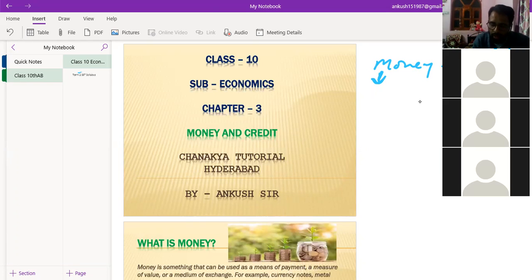So one question can arise over there: why only money is used as the medium of exchange? Why only money? What do you think?